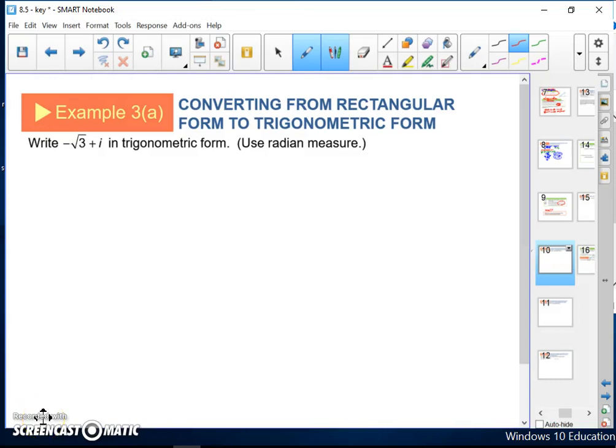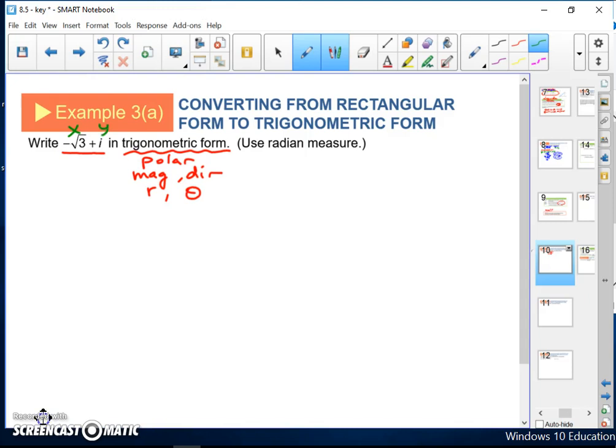Example 3a says to write negative square root of 3 plus i in trigonometric form. That means polar form. Okay, polar form wants magnitude and direction, or in other words, r and theta. Okay, we're looking for r and theta. And so in order to do that, think about what they've given us.